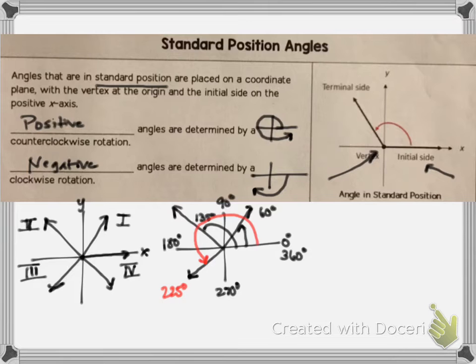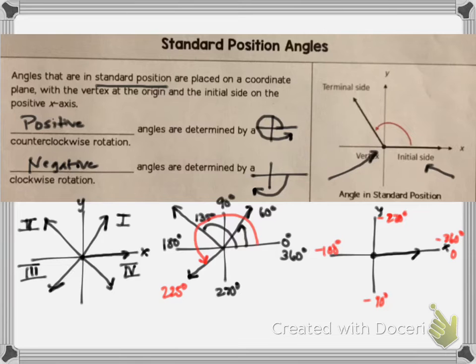If I wanted to go in a negative direction, again, I would draw the quadrant. My vertex is at the origin, and my initial side is here. This is x, this is y. So let's draw the first angle. The angles in a negative direction go 0, negative 90 degrees, negative 180 degrees, negative 270 degrees, and then negative 360 degrees.